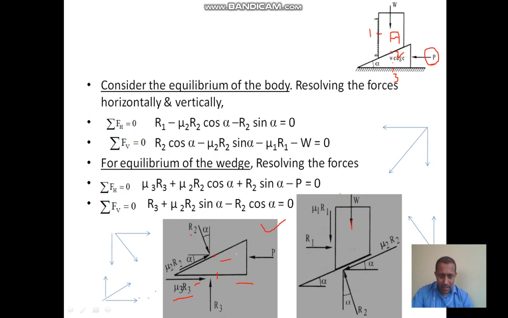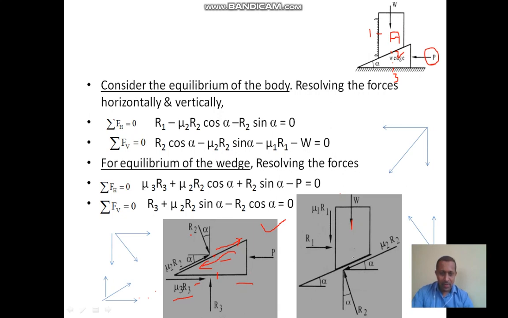Considering the inclined surface, we can consider the tendency to move as this way, so that we can take the direction of mu 2 R2 just opposite to the tendency to move, in this direction. This is the direction of mu 2 R2 on the inclined surface. This is the free body diagram for the wedge.